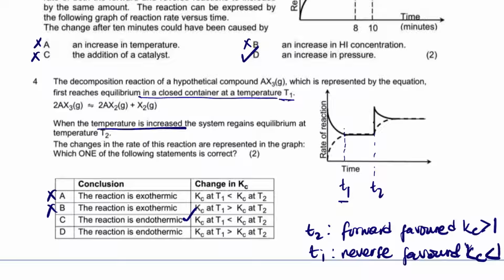Look at T1, the Kc is less than 1. At T2, Kc is what? Is greater than 1. This is correct. But let's look at another one, just for the benefit of the doubt.